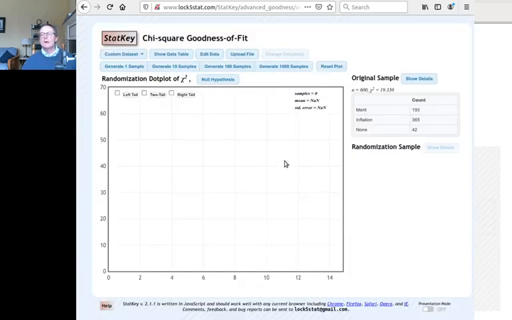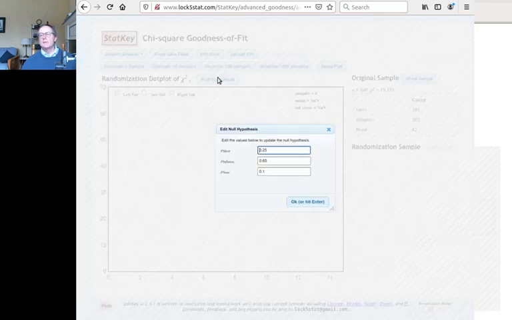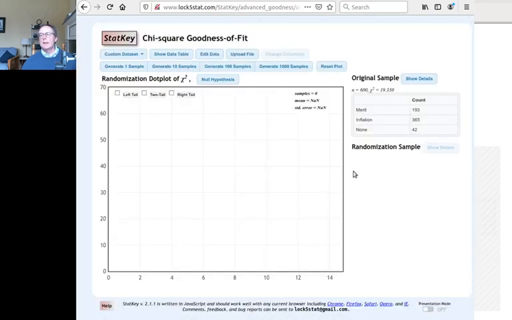Okay. So I think it's 25, 65, 10, but I better click on it and make sure, yes, 25, 65, 10, okay? And 193, 365, 42. So that's what I thought it should be. Now this chi-squared looks more reasonable. Okay, so chi-squared is 19.330. So that's a more reasonable number.